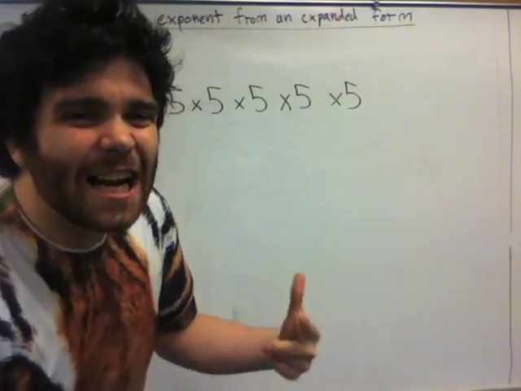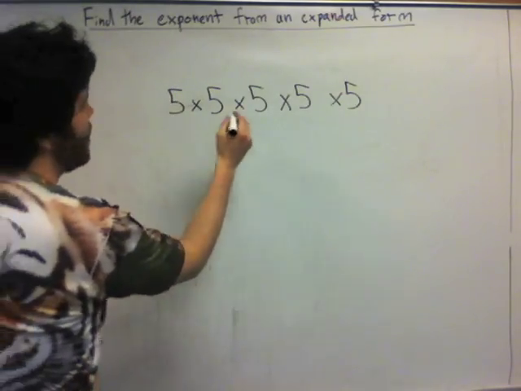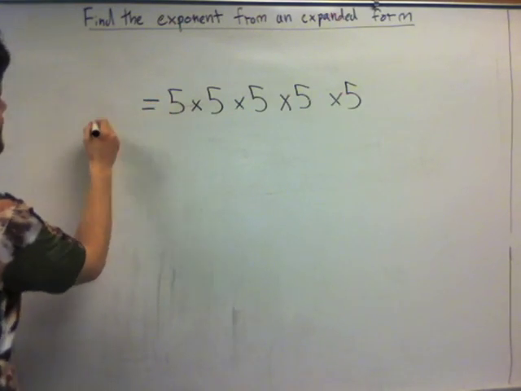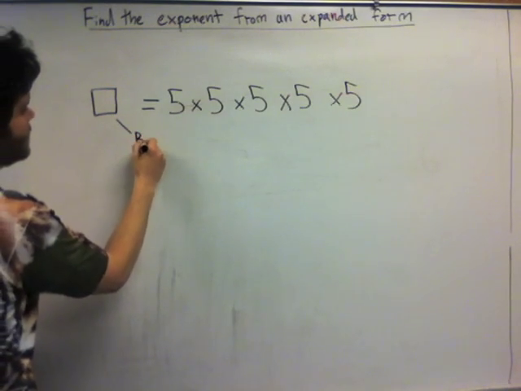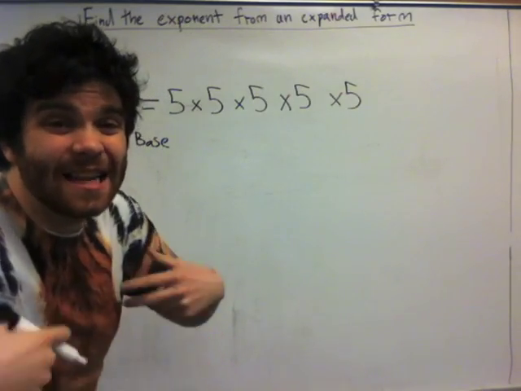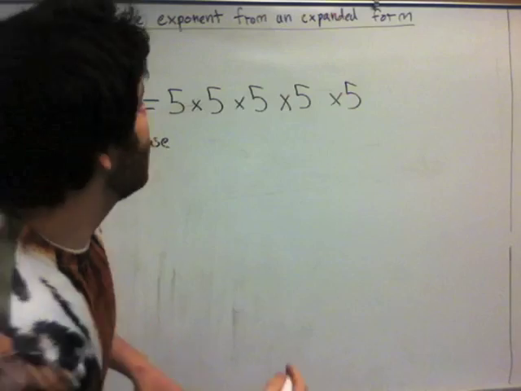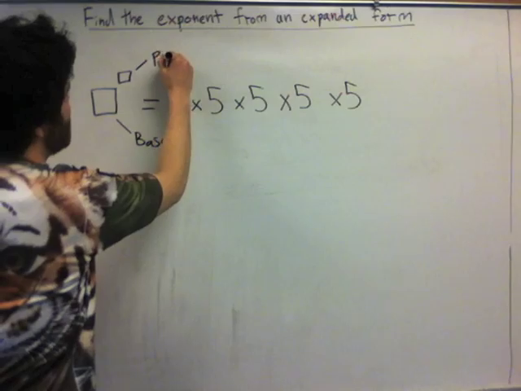Well, I know that an exponent has a base, so I know I'm going to have a base. Let's just say that this is going to be equal to something with a base. And an exponent also has to have a power. So it's got to be some number up here, which is the power.